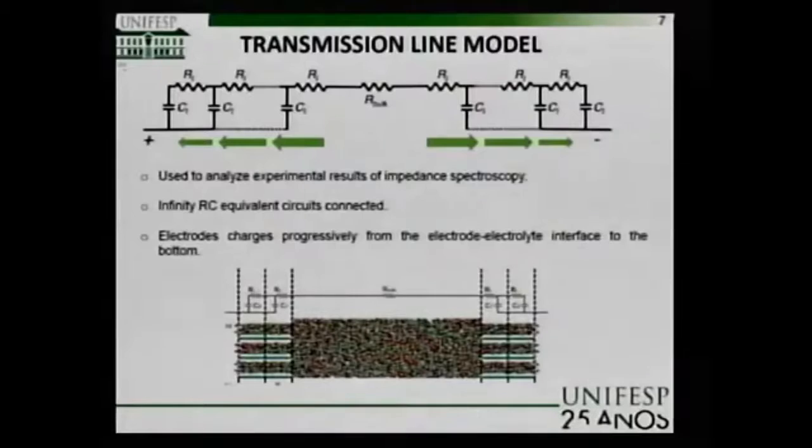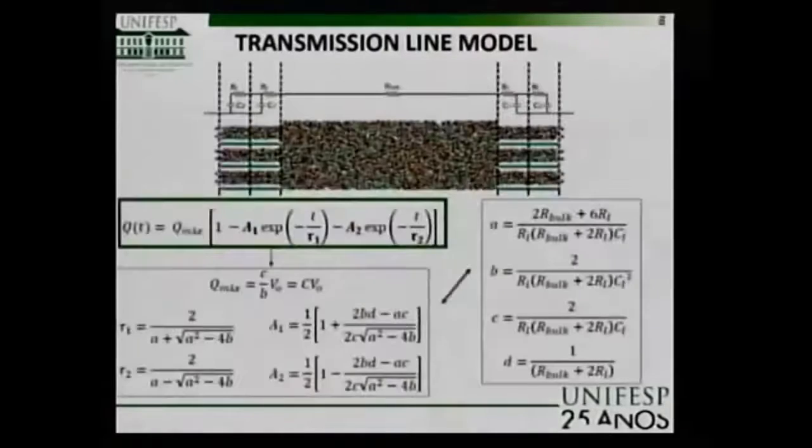In the general form of this model, we have infinite RC equivalent circuits connected. And the main consideration of this model is that the electrode charges progressively from the electrolyte interface to the bottom, shown by these arrows. In our systems, we consider that the electrodes are formed by two slices of RC equivalent circuits, and we have a different capacitance for each slice, but the resistance for each slice is the same.